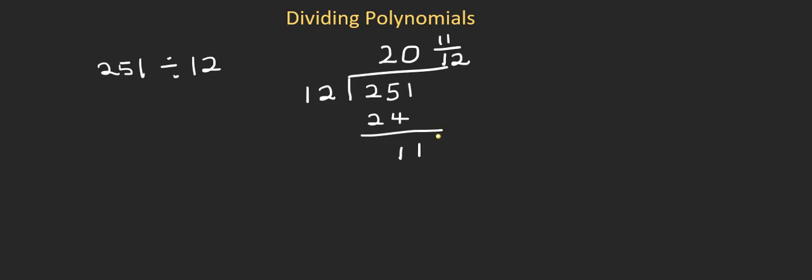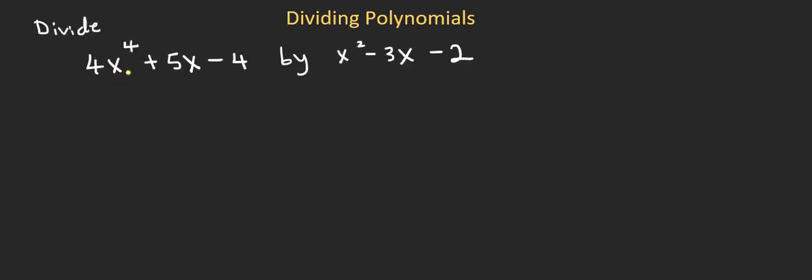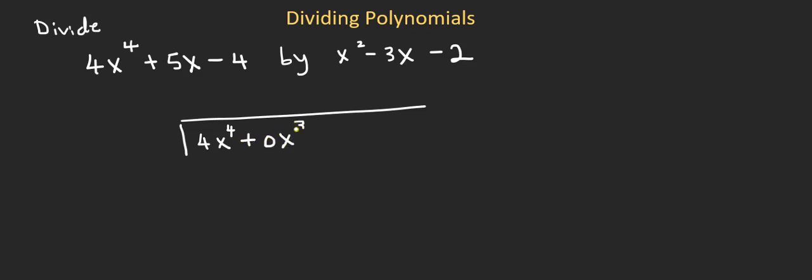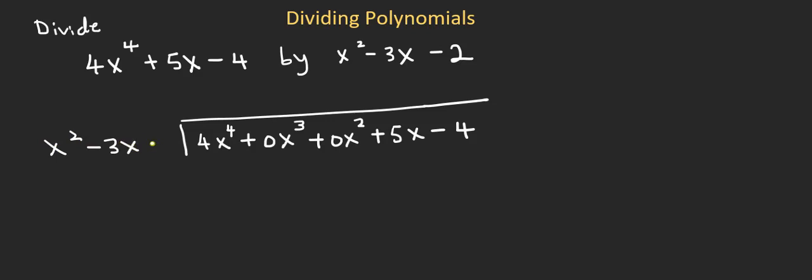And we're going to use a similar concept when we divide polynomials using long division. We're going to divide 4x to the 4 plus 5x minus 4 by x squared minus 3x minus 2. So in this case, this is the dividend, and that is the divisor. The dividend goes inside, so I'm going to put 4x to the 4, and then I don't see x cubed, so I'm going to put plus 0x cubed. And I don't see x squared either, so I'm going to put plus 0x squared, and then plus 5x minus 4. And then we're going to divide that by x squared minus 3x minus 2.